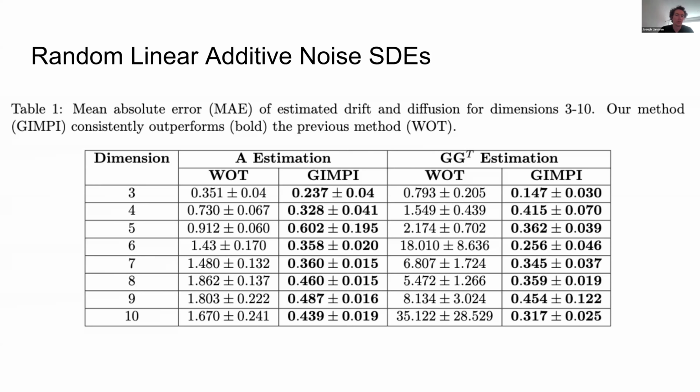Unfortunately, there would be no fair comparison in this setting to our method, just because we're the only people that do this. But I do take your point. It would be interesting to also add a table where the true system is isotropic, and maybe GIMP still does better than WOT just because of this iterative thing. And yeah, that'd be interesting to look at as well.